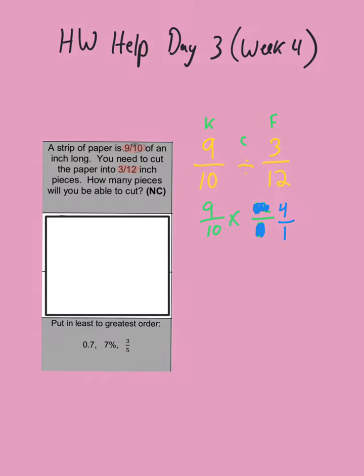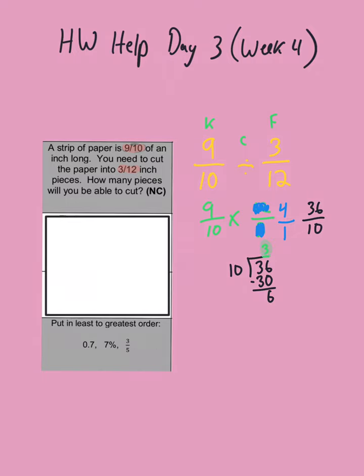Now I'm going to multiply. 9 times 4 is 36. 10 times 1 is 10. But I have an improper fraction. So I'm going to take this and do 36 divided by 10. 10 goes into 36 three times, which is 30. Subtract, I get 6.